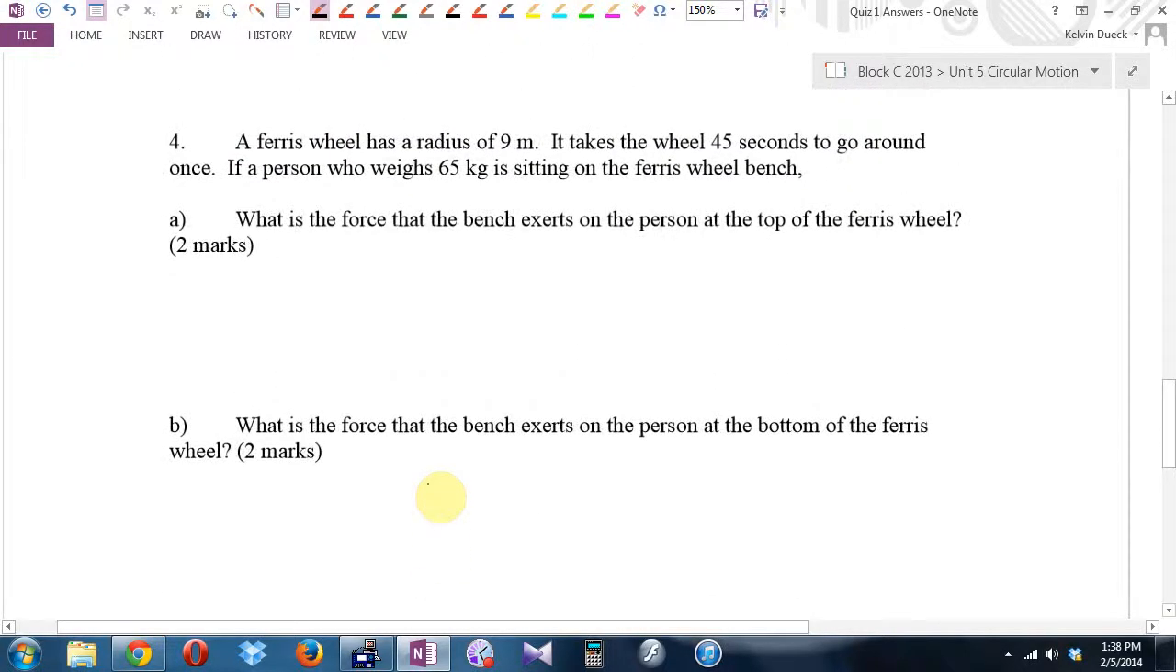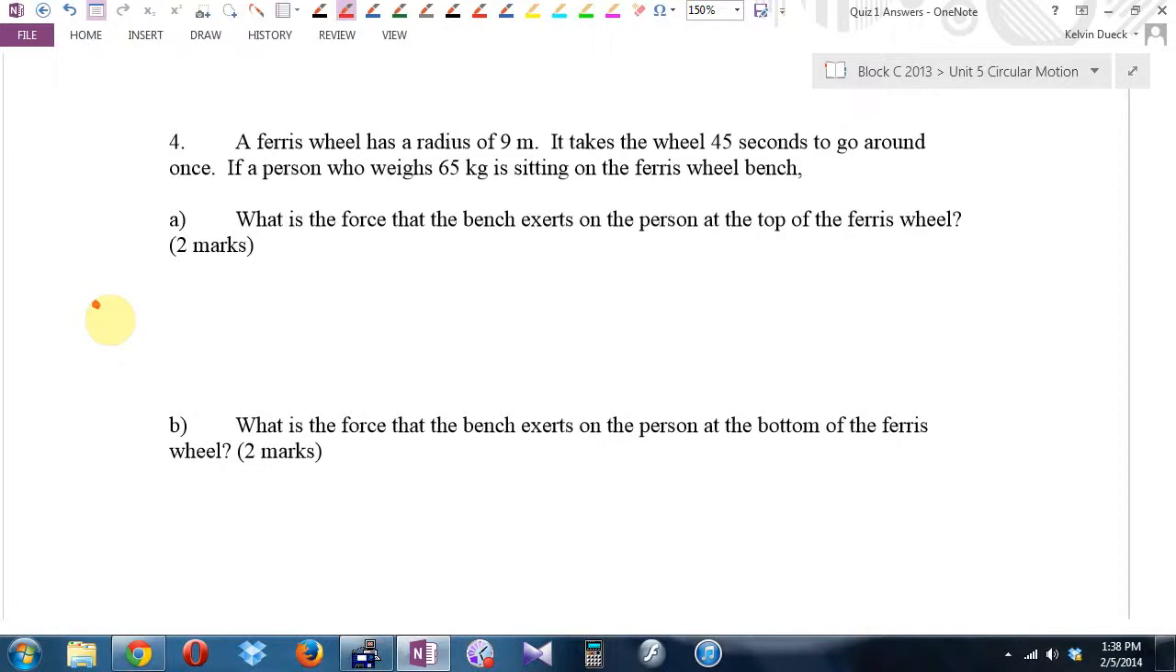Ferris wheels, cool. This is a job for a free body diagram. They want the force that the bench exerts. No, they don't. They want the normal force. And do you know why they want the normal force? Because the normal force is, look up, fun. Okay, fine.